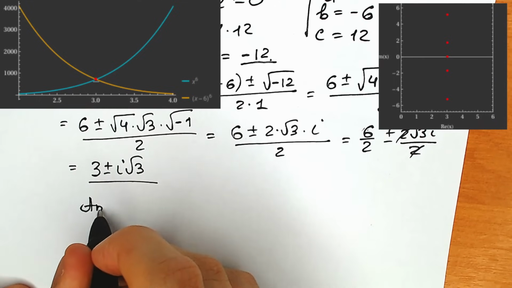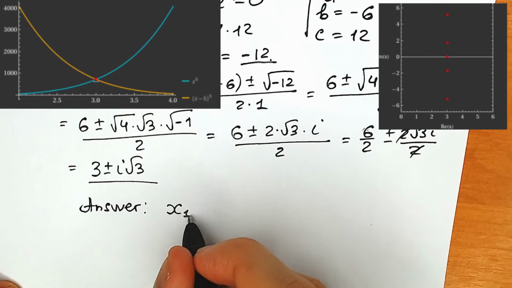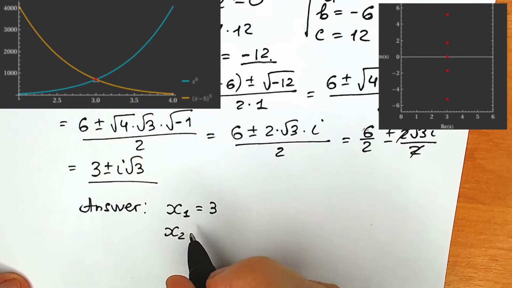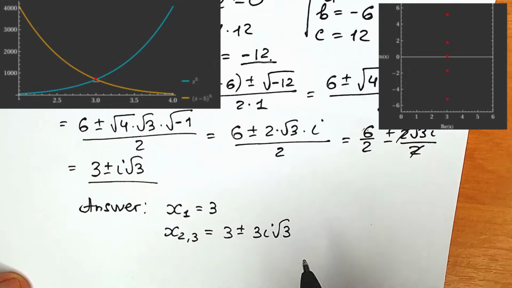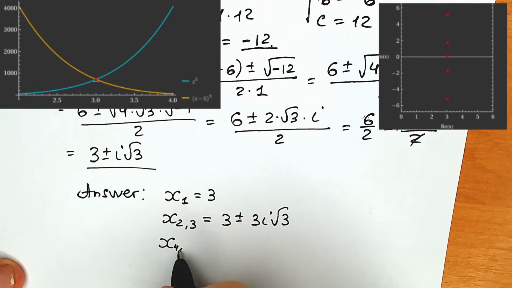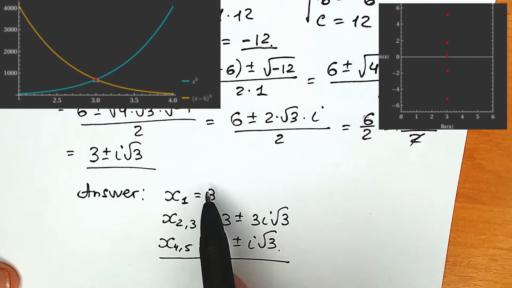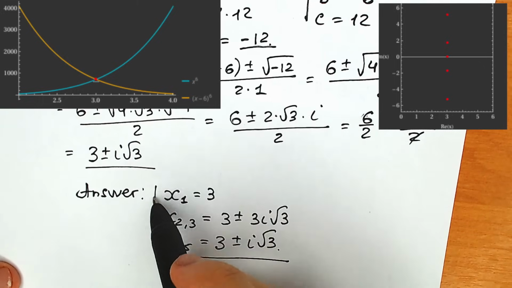So our answer to this question: x first is equal to 3. For x second and third, right now we can see a graph, you can see these points of intersection. Let's write it with the plus minus. So we have 3 plus minus 3i square root of 3, and we have x fourth and fifth equal to 3 plus minus i square root of 3. So we have 5 roots, and it looks like the sixth root is going to be 3. It looks like that, but as you can see we have all possible solutions.